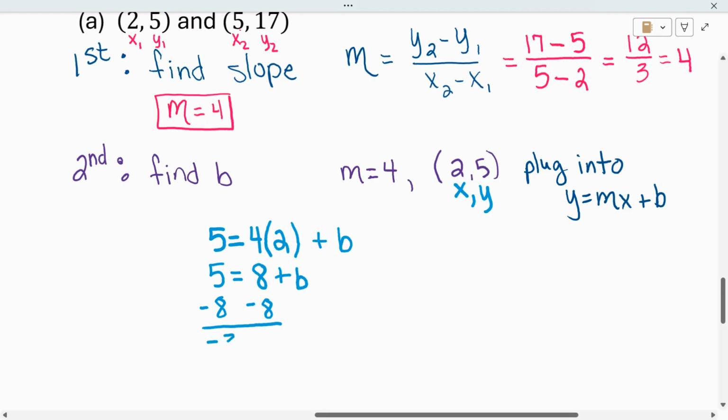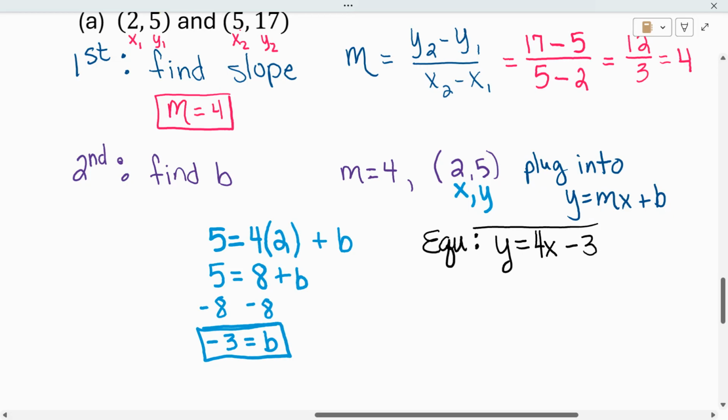So 5 minus 8 is -3. So we find out that b equals -3. Do we have all of the information that we need to write an equation? Have we met our 2 parameters? Did we find our slope and our y-intercept? Yeah, we did. We know m and we know b. So what is our equation going to be? Owen. Y equals 4x minus 3. Yeah, y equals 4x minus 3.